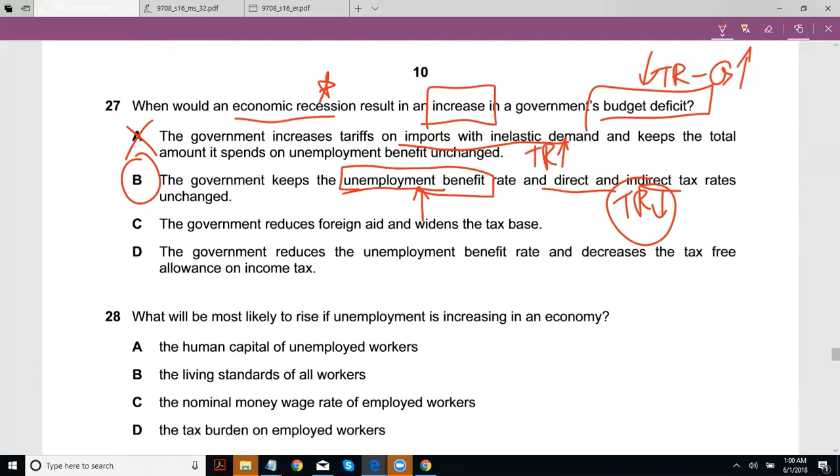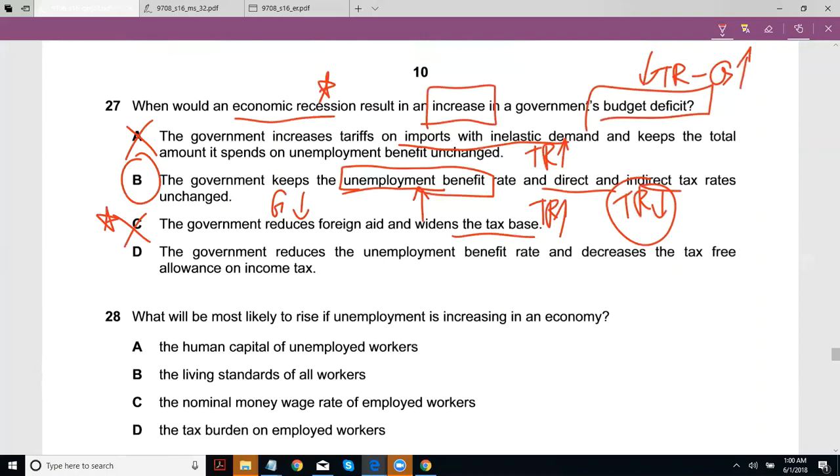Government reduces foreign aid and widens the tax base. If you're reducing the foreign aid that you spend, then your government expenditure goes down. If you're widening the tax base, your tax revenue goes up, which is not what we want. This would in fact move you towards a surplus, not a deficit.